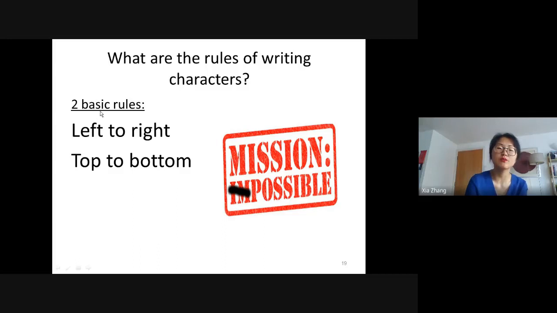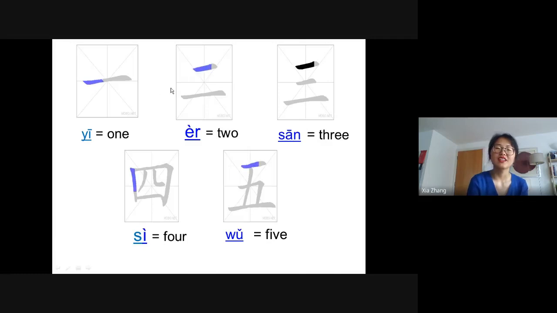So there are 2 basic rules for you to remember when you write the characters. You need to write from left to right, top to bottom. If you have chosen Mandarin as your language at host-based school, you better remember these 2 basic rules before you come to host-based school. So let's have a look at how to write the characters. In your head, you remember left to right.